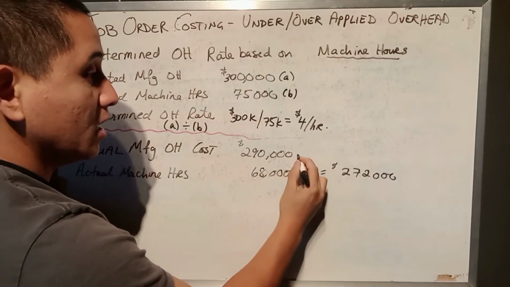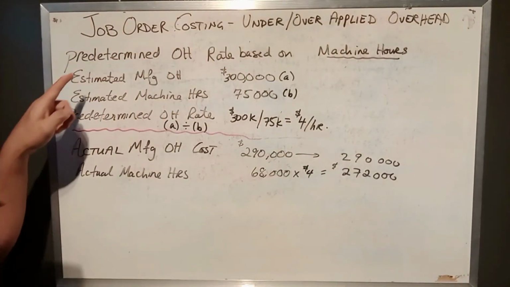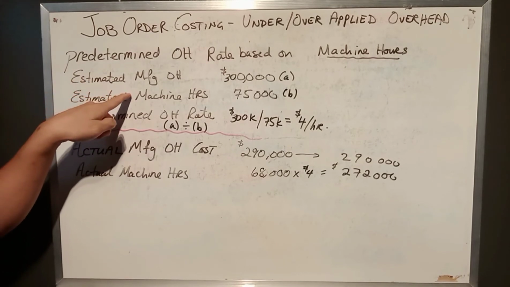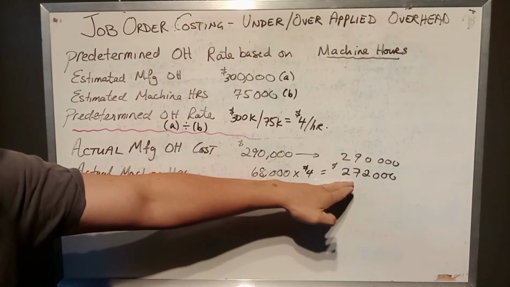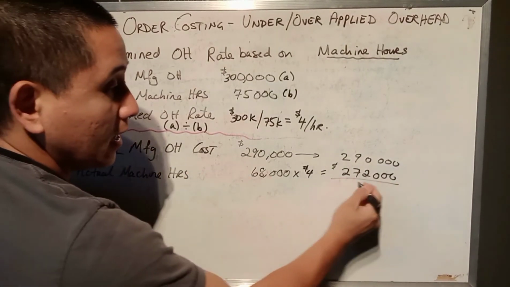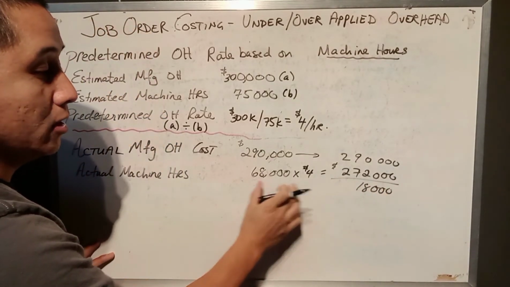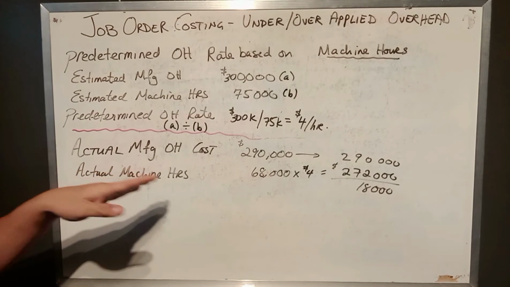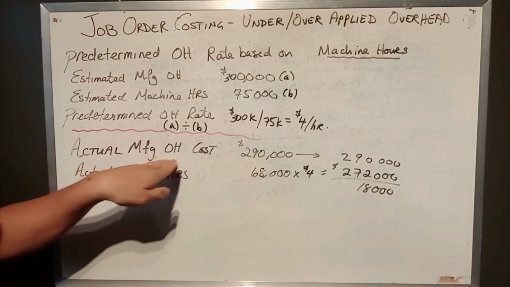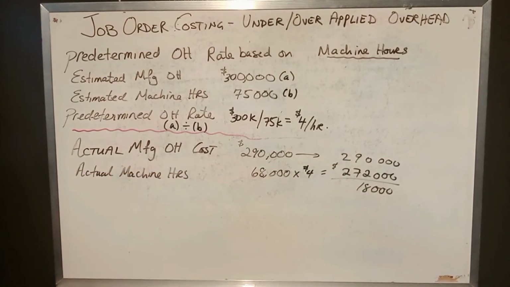$272,000. Now, because we can compare this with the actual manufacturing overhead here, we can see that we underapplied this by 18,000. If what we applied to work in process was more than the 290, then that means that we over applied. But in this case, it's less than that, so we under applied.